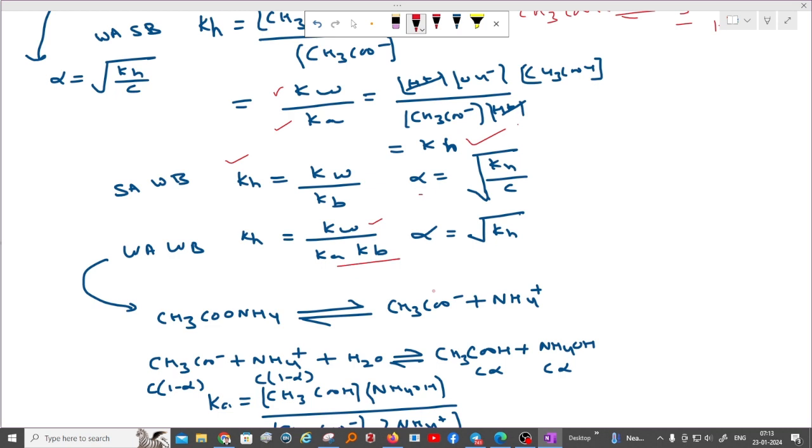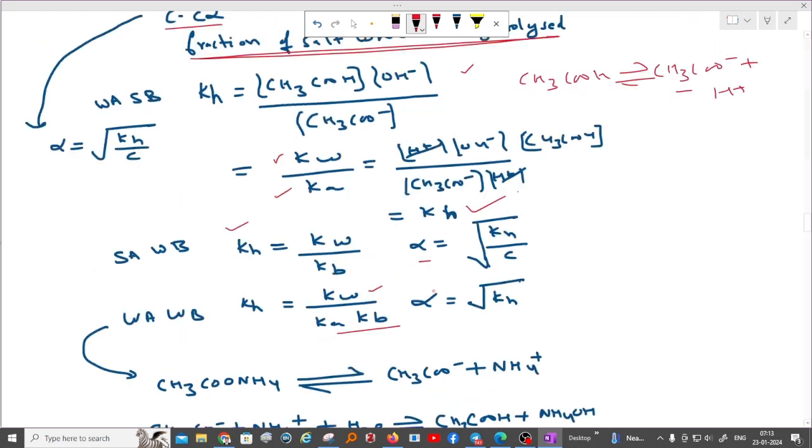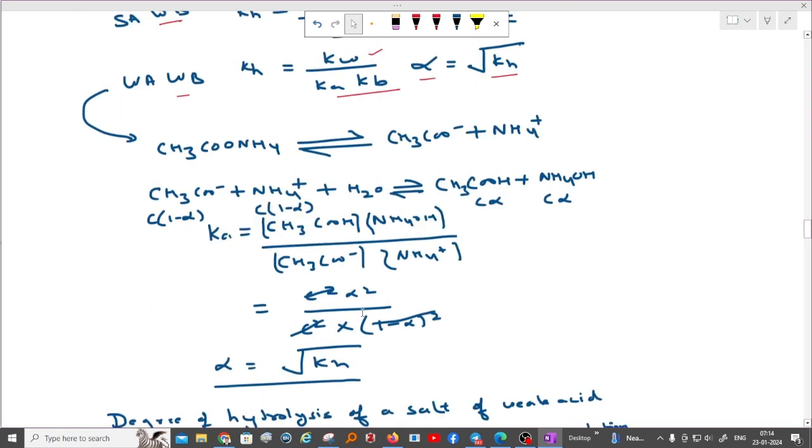And if you want to calculate alpha, for weak acid and strong base it is dependent on the concentration of the salt, and for strong acid and weak base, the degree of hydrolysis is again dependent on the concentration of the salt. But for weak acid and weak base, the degree of hydrolysis is independent of the concentration of the salt. So here no concentration term is coming. From these two equations, the value of KH and alpha will help to calculate the pH of the salt solution. So let's see how to calculate it.